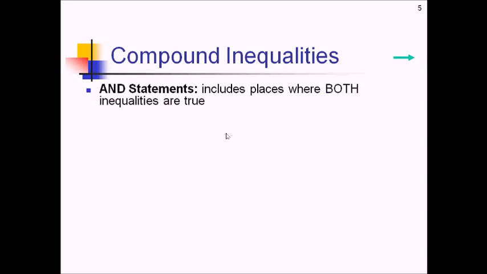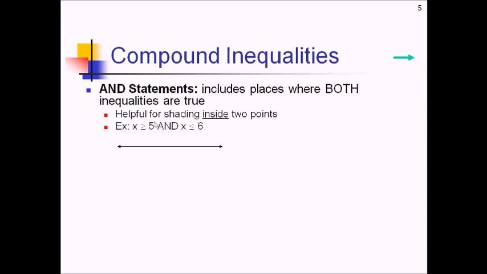We're going to shift our focus to AND statements now. An AND statement includes everywhere where both inequalities are true. So this is really good if you want to shade between or inside 2 points. For example, let's say I have the inequality x greater than or equal to 5 and x less than or equal to 6. So maybe this is another person who wants people who are taller than 5 feet and less than 6 feet at the same time.